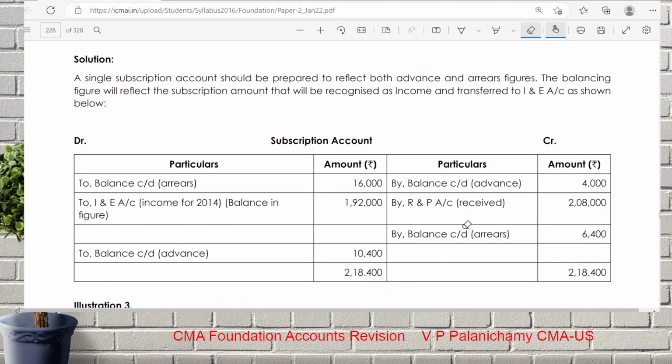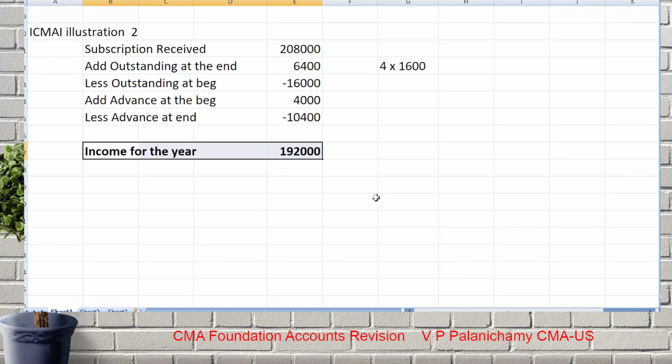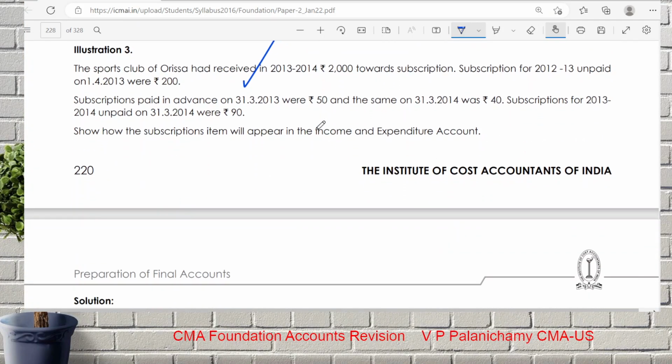You can see the answer in the textbook. Income for the year is 1,92,000. Ledger account knowledge is not needed at the foundation level. Just a statement style will do. Look at illustration number 3. You try it and let's see. You are going to try.